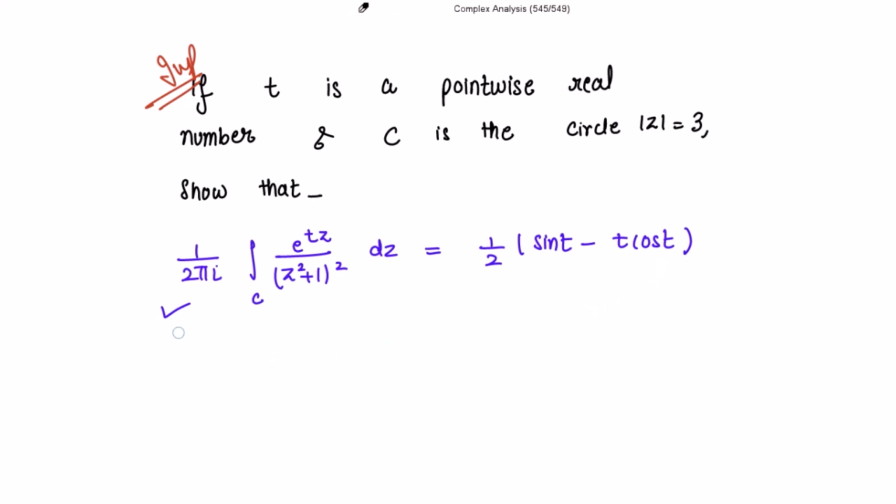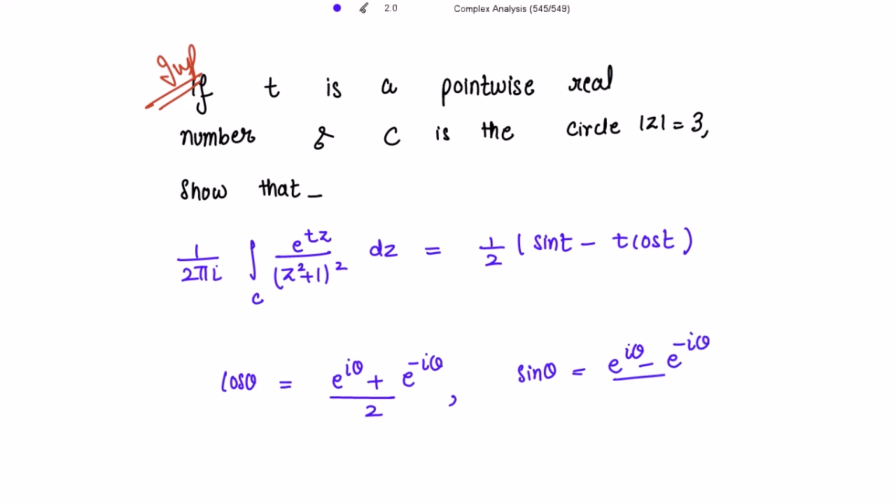Now for this proof, we first need to remember the formulas that cos θ is equal to (e^(iθ) + e^(-iθ)) divided by 2, and sin θ is equal to (e^(iθ) - e^(-iθ)) divided by 2i, because in the end we need these formulas to get this result.